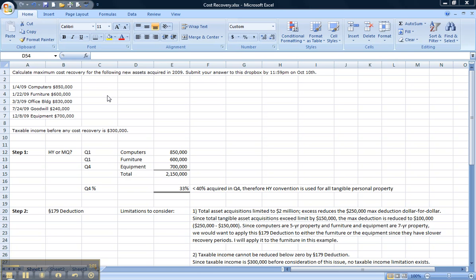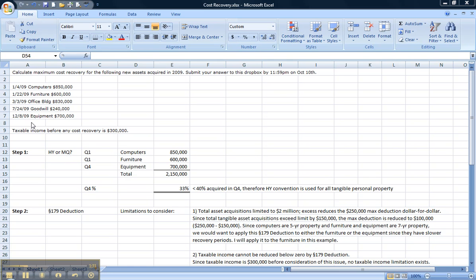So the first thing you have to do is look at your tangible property and decide if you are in the half-year convention or the mid-quarter convention. Remember that mid-quarter means that you have to use mid-quarter convention if more than 40% of your tangible property was acquired in the fourth quarter. There is an exception in the book that talks about certain kinds of real property, realty, being included in this calculation too, but those are pretty specific kinds of assets, so we're going to ignore them for this purpose.